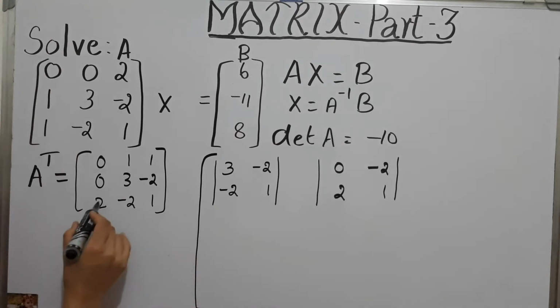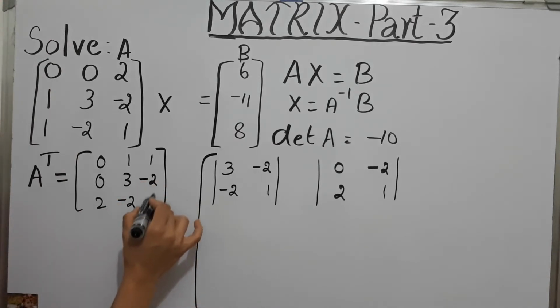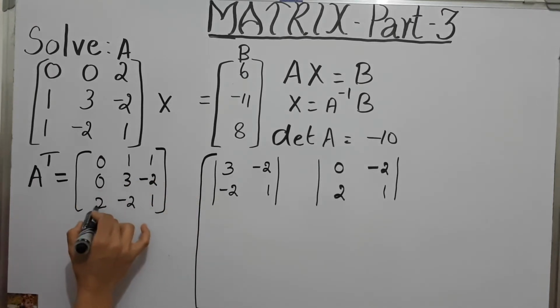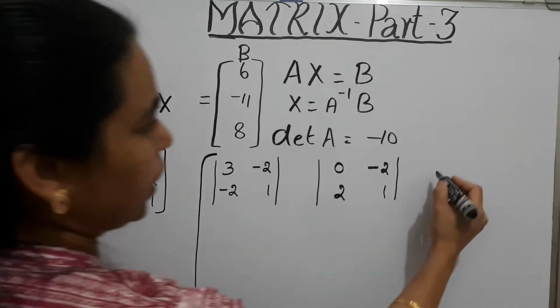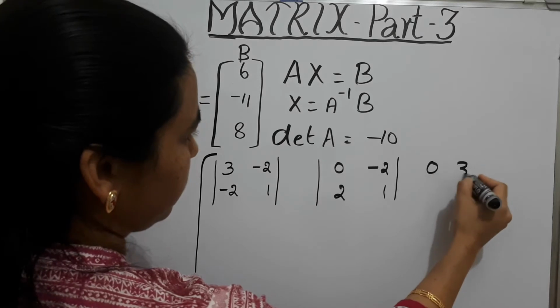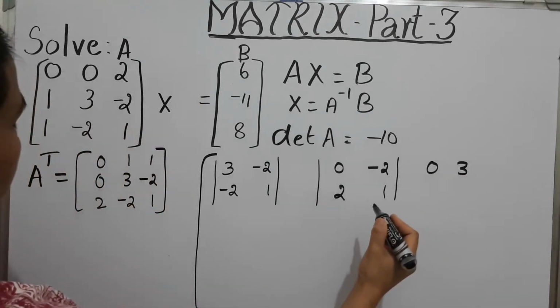And for the third element, your third element means third column, right? So you have to ignore the third column and take these four elements: 0, 3 and 2, minus 2.